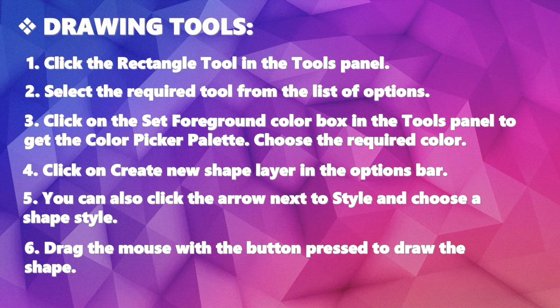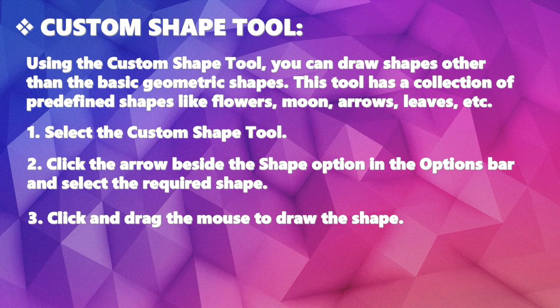Click on the Set Foreground Color box in the tools panel to get the color picker palette. Choose the required color. Click on Create New Shape Layer in the options bar. You can also click the arrow next to the style and choose a shape style. Drag the mouse with the button pressed to draw the shape.